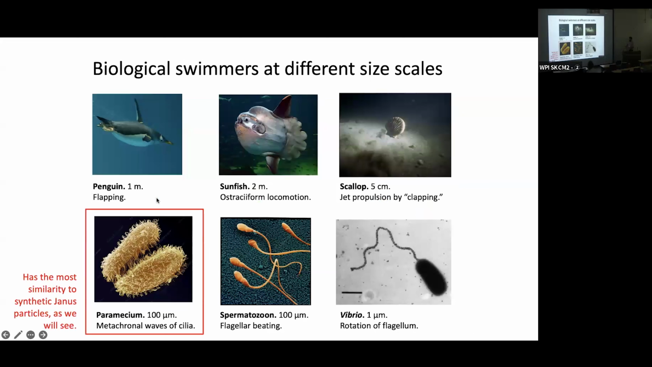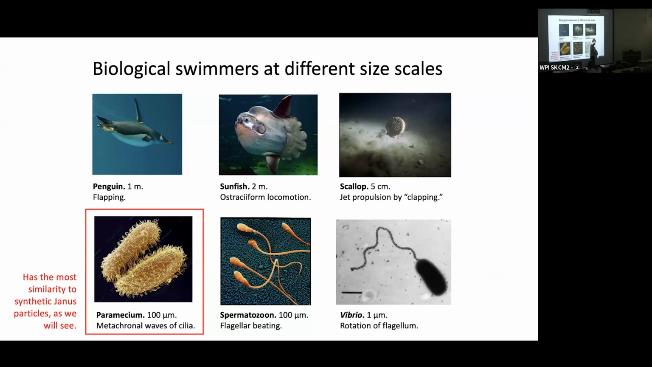Okay, so getting more into the tutorial part. You may ask, we have so many swimmers and flyers in nature, what do these guys resemble? So I put up 6 different swimmers. In the top row, we have macroscopic sized. Bottom row, we have microscopic sized. And I suggest that our synthetic Janus particles are most similar to these.